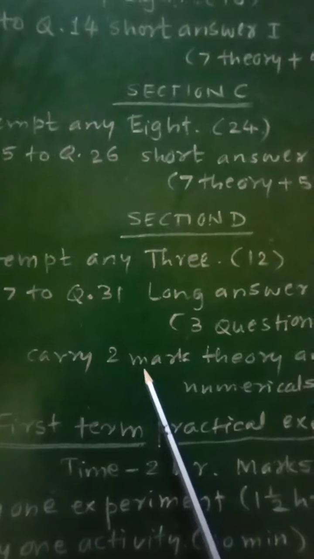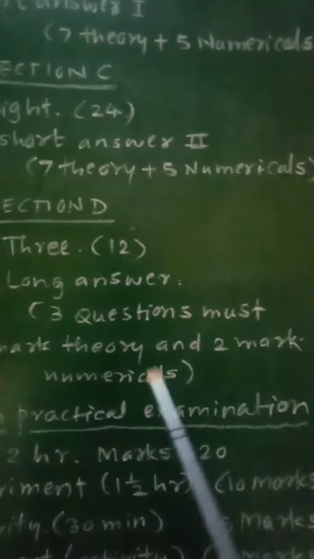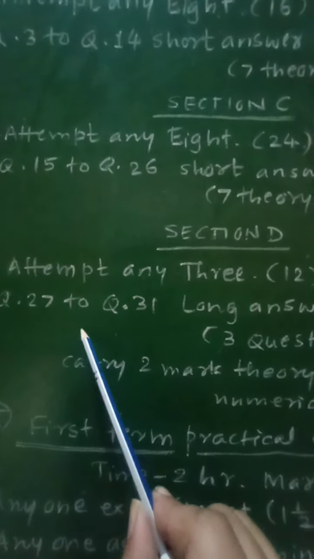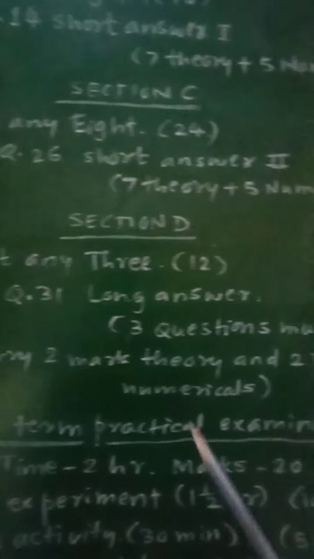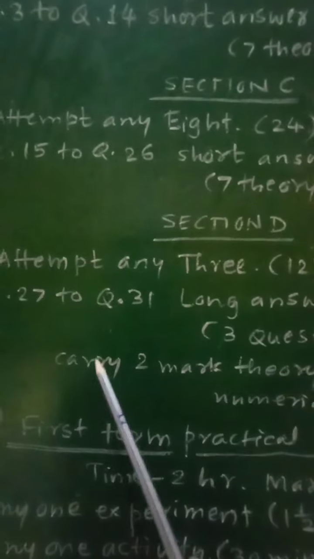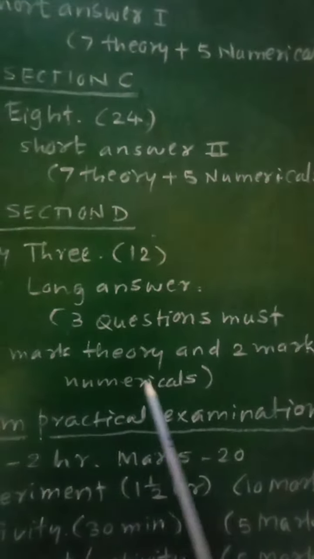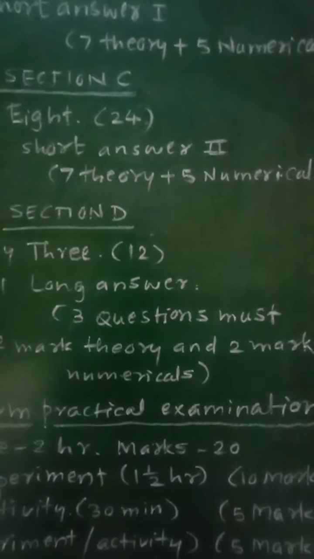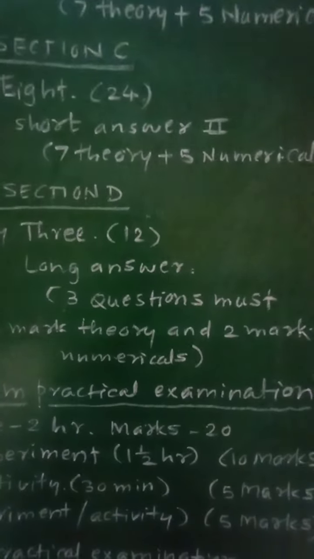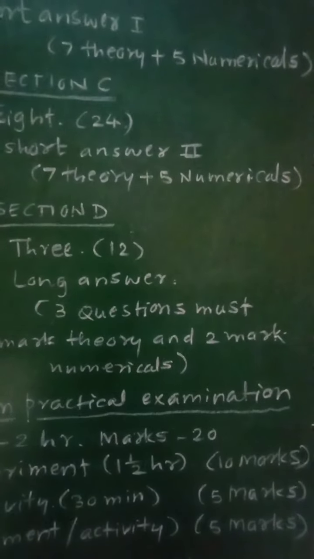From question number 27 to question number 31, any 3 questions must carry 2 marks theory and 2 marks numericals. That is, 3 questions will have theory plus numerical, and the remaining questions will be based only on theory. Each question will carry 4 marks.